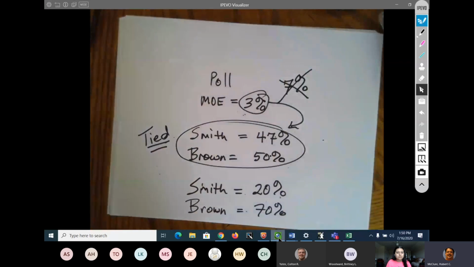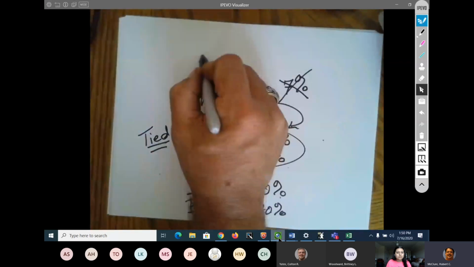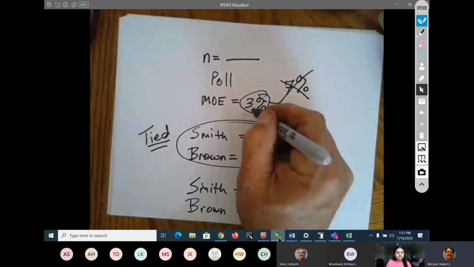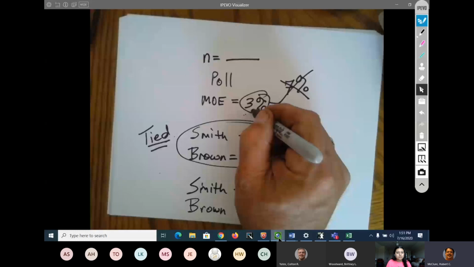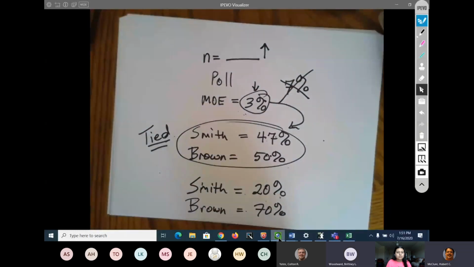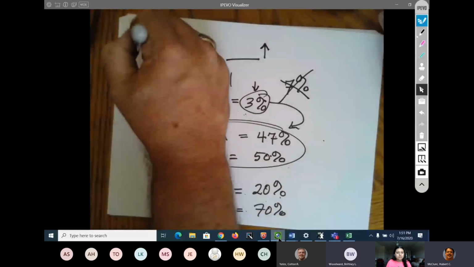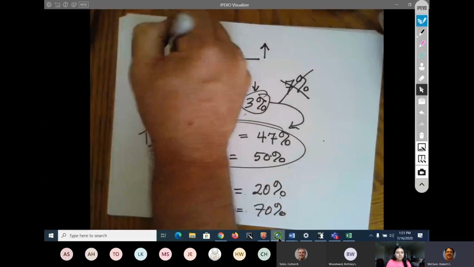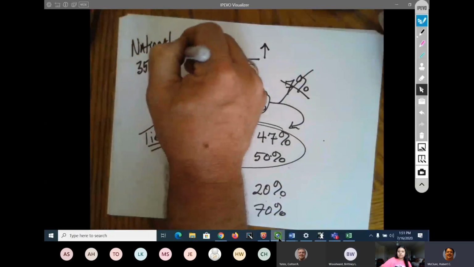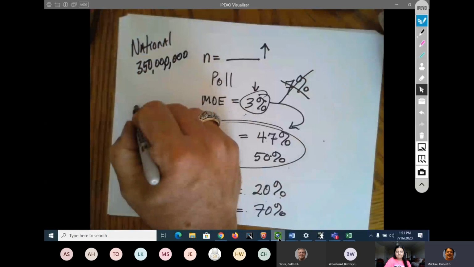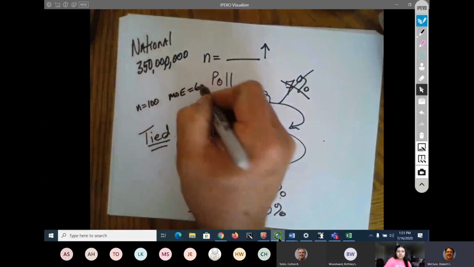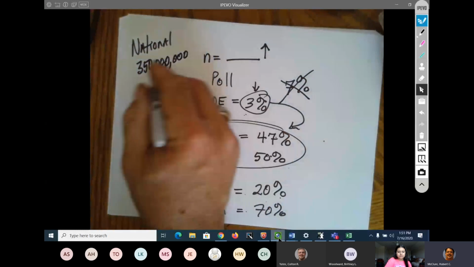Usually, they're also supposed to tell you what n is equal to on the bottom of a poll. The lower the margin of error is, the higher n is. A national poll, we have 350 million people. If you look down at the bottom and it says n is equal to 100 and the margin of error is equal to 6, this is what's called a subjective poll.